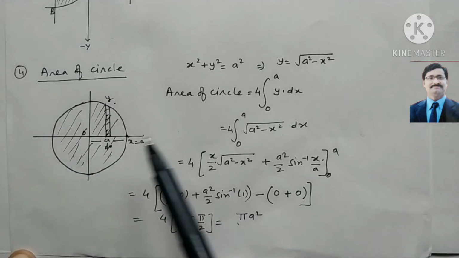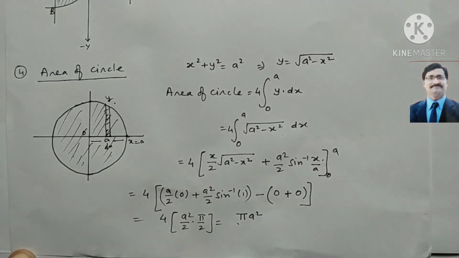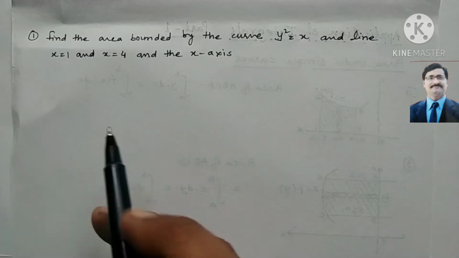So area of circle we know already, pi a square, and a is here radius. All of you understand this? Now we will do one question.